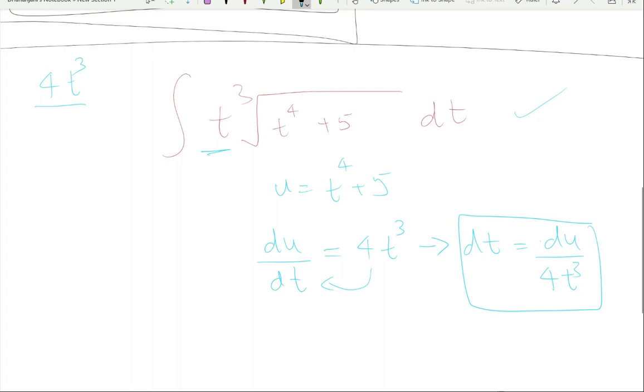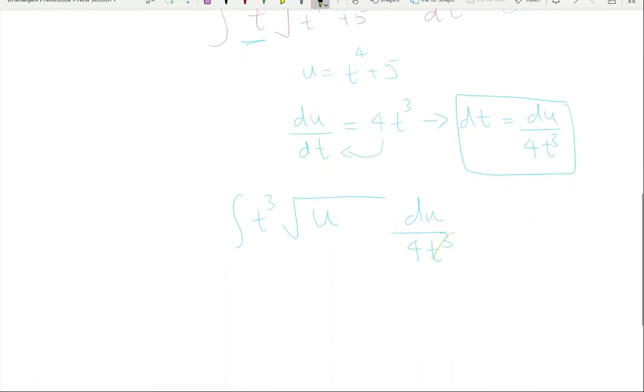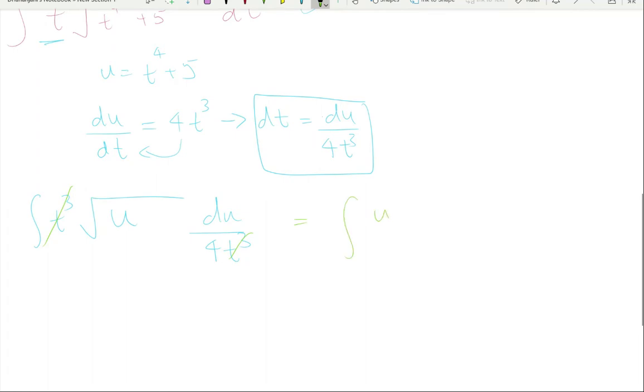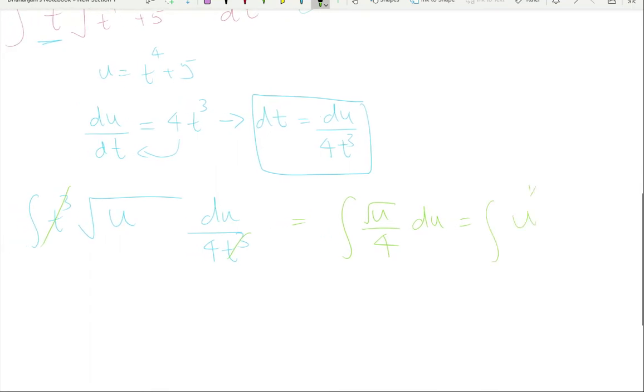Alright, so let's replace. Here t cubed, and here u. dt is du over 4t cubed. So we can see the t cubed cancel out. Then what we get is the square root of u over 4 du. This is the same as u to the half over 4 du.